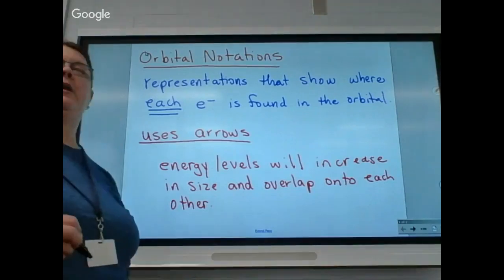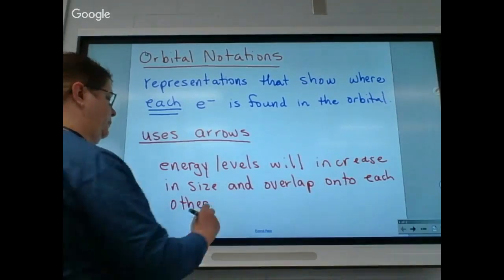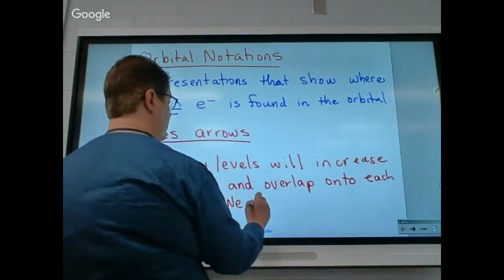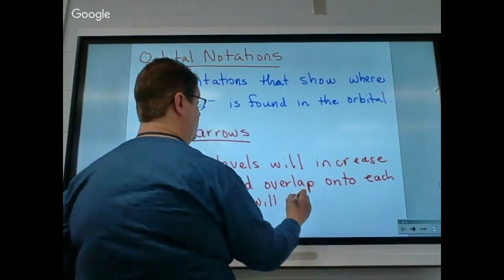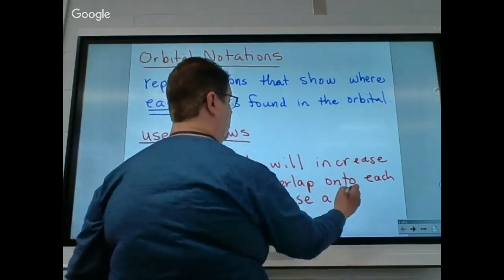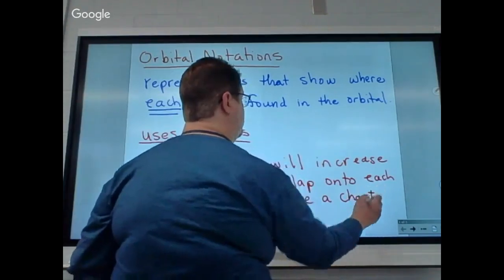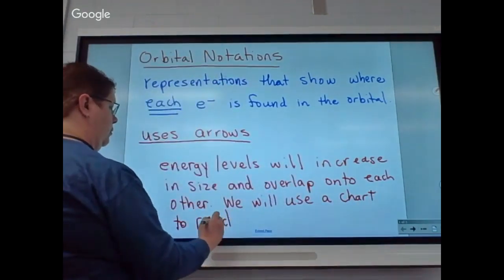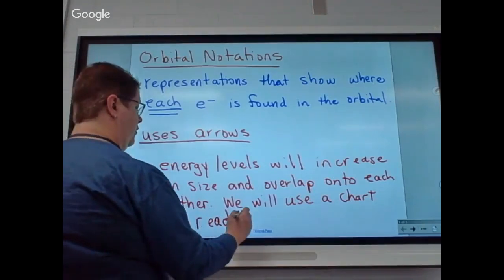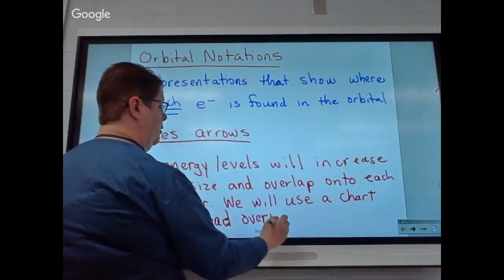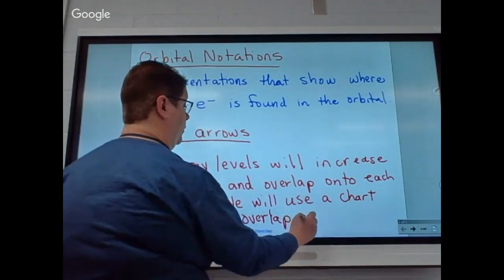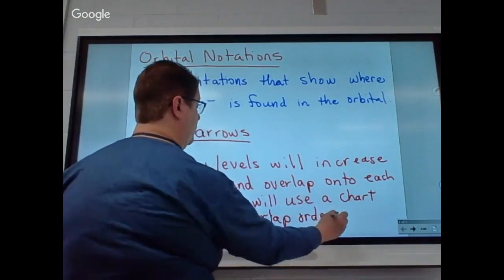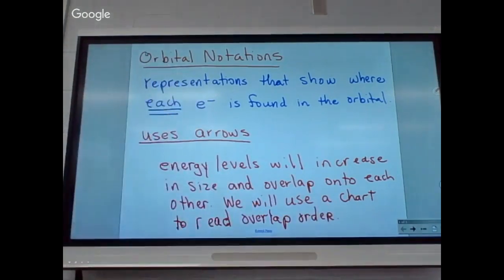Now, because this is going to happen, we will use a chart to read the overlap order. The electron cloud?